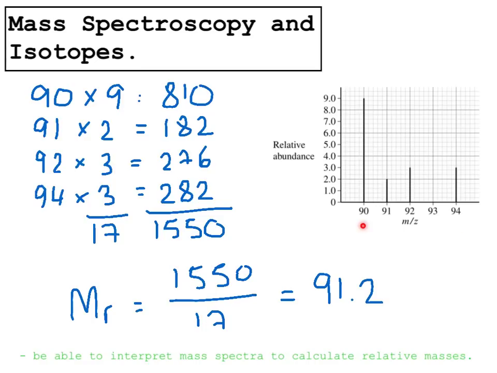If you end up with a number that's outside the bottom and the top number, then you know you must be wrong, because if you're working out an average of these numbers, then it must be between the bottom and the top number for it to work. And you can see that 91.2 is. So that is a sensible answer from this calculation. Now you can try a couple yourself from the book of questions that I gave you at the beginning of term.